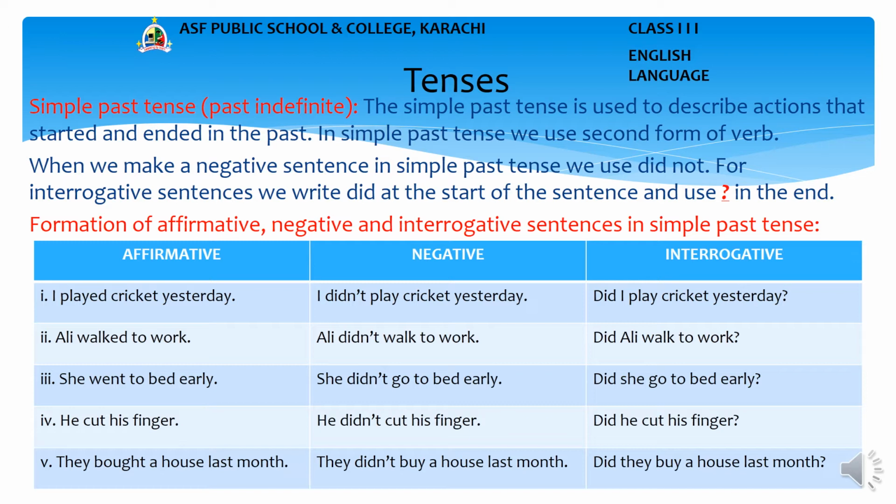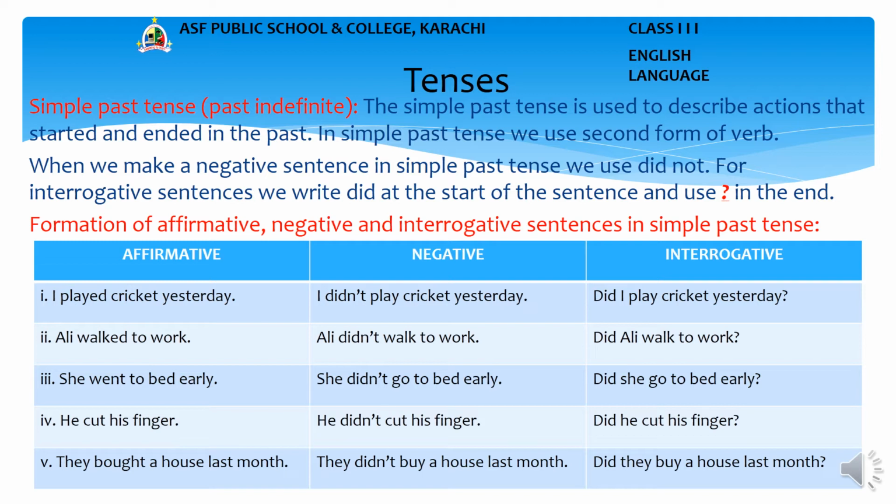Now interrogative sentence. Did I play cricket yesterday? When we make an interrogative sentence, first we write did and then the noun or pronoun, and after that the remaining part of the sentence. At the end, we use a question mark. Now look at the second example of affirmative sentence. Ali walked to work. Negative sentence. Ali didn't walk to work. Interrogative sentence. Did Ali walk to work?